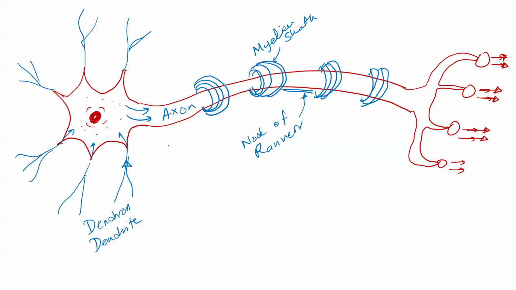Dendrite, cell body, axon, node of Ranvier, myelin sheath. These knobs are known as synaptic knobs. Synaptic knobs.